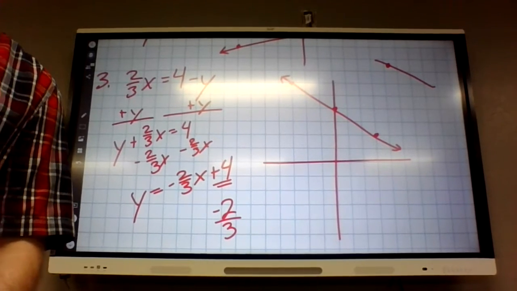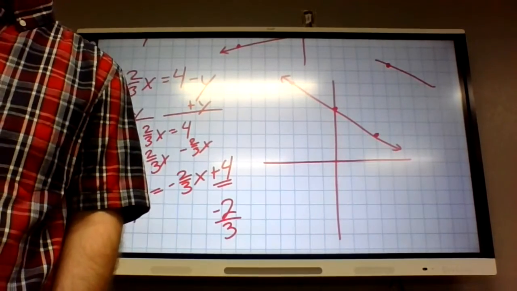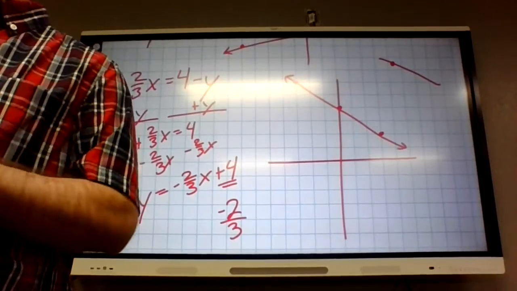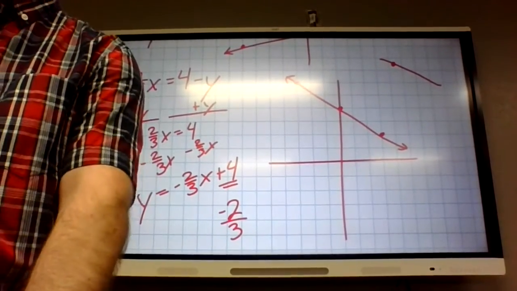All right, 15 is not graphing. We're not graphing again for a while. So this graph problem is 25. Okay, so back to the line paper.